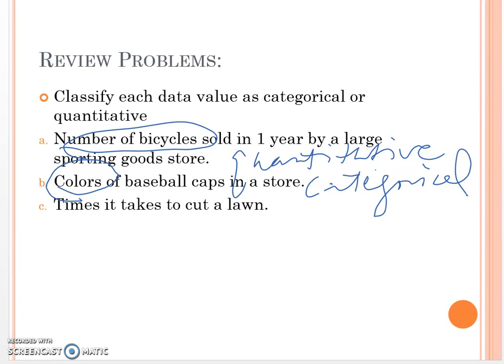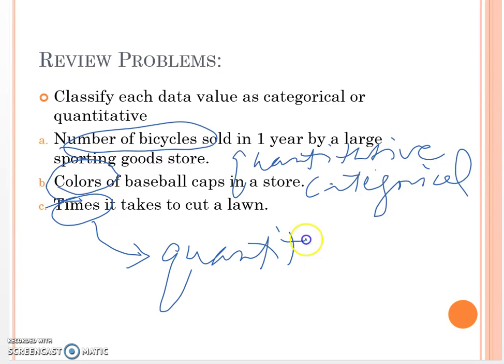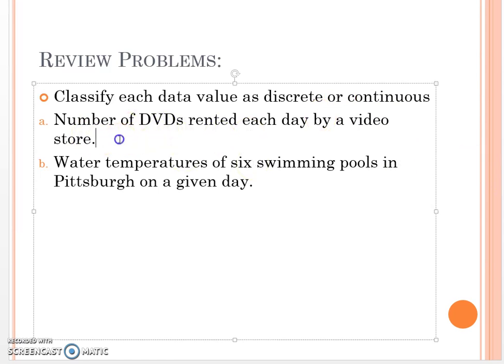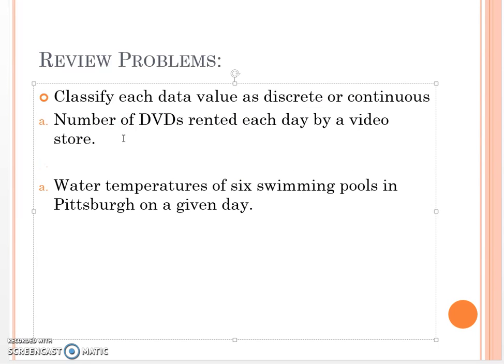Times it takes to cut a lawn. So times is measured in numbers. So quantitative, such as 20 minutes, 30 minutes, measured in numbers. Okay, we also talk about how do you put the quantitative variables into discrete or continuous. For the discrete, it means it can have whole number, while continuous means it may have decimal numbers. So first one, number of DVDs rented each day. Number of DVDs. It has to be whole number, so it's discrete.